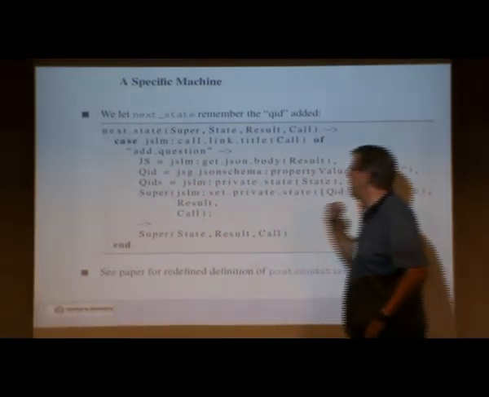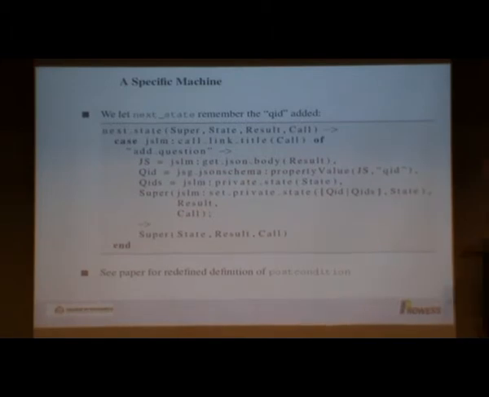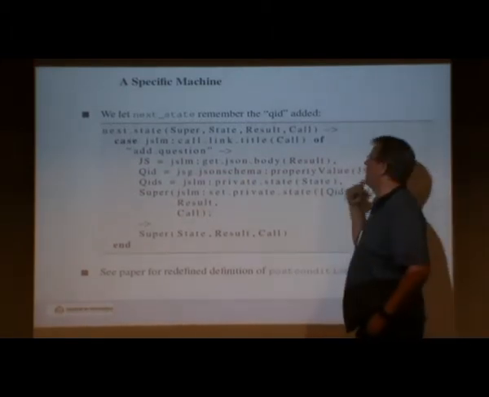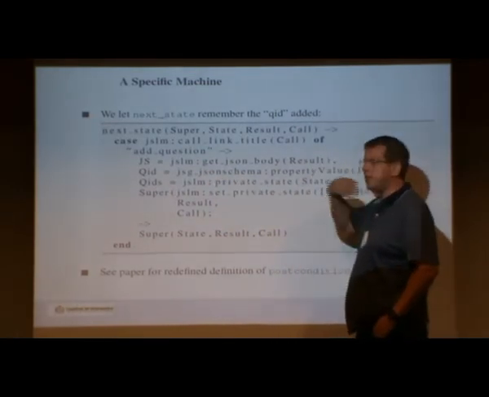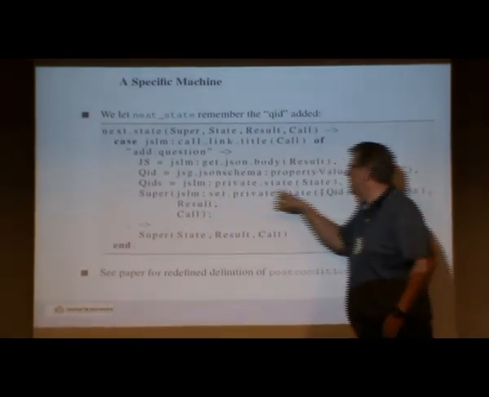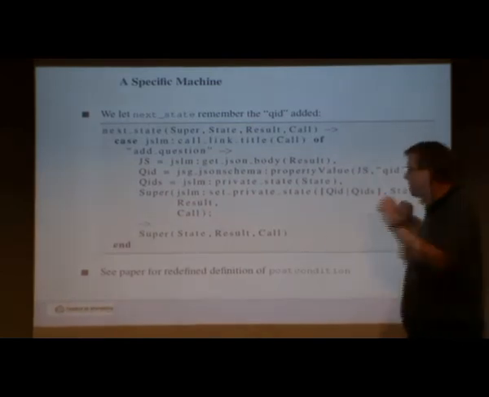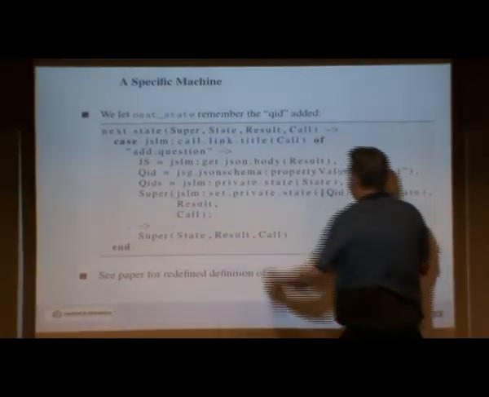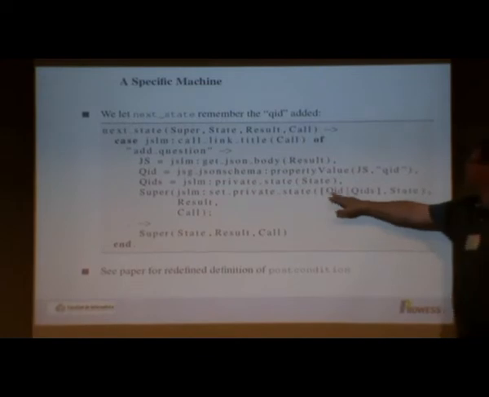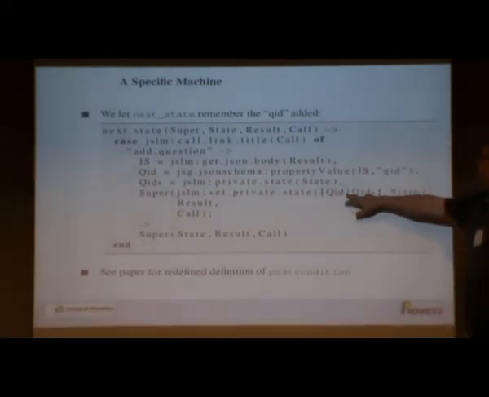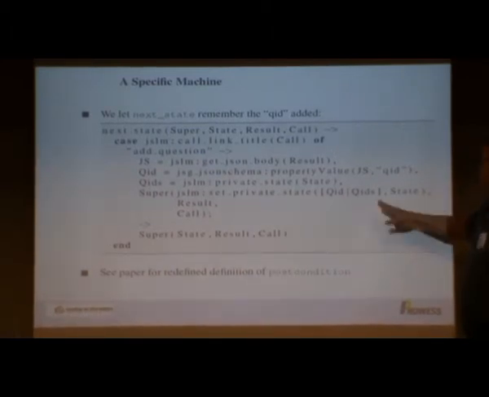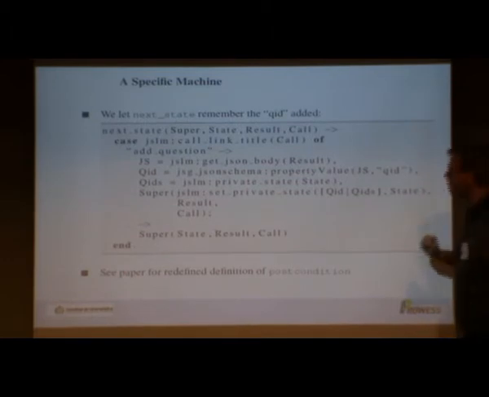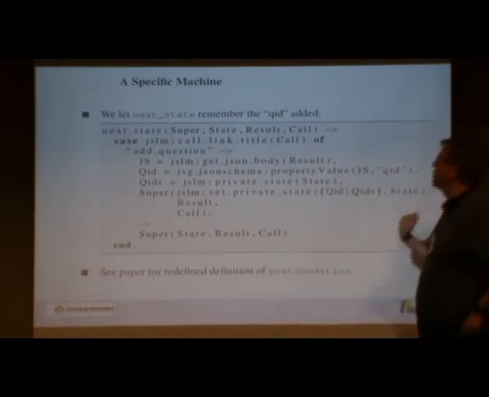So we extract the QID. Let's extract from the state, where we have stored the previous QIDs that were created. Let's extract them and create a new state. The new state is going to be a list containing the QID and the old QIDs. Okay, so we add the QID to the state, and we call super again.